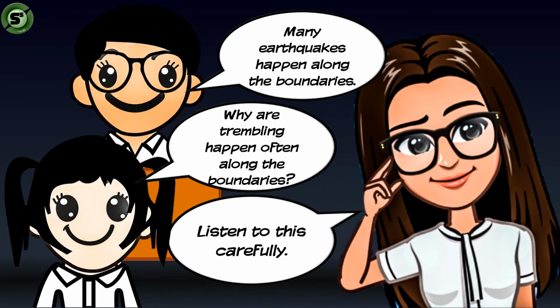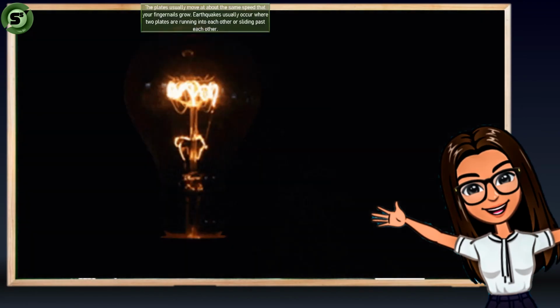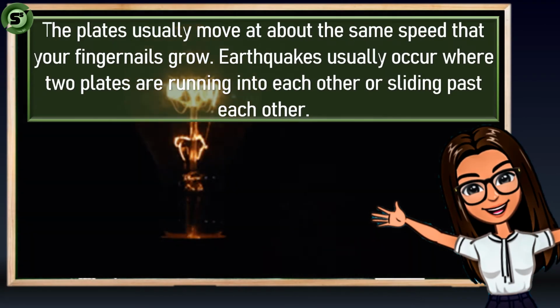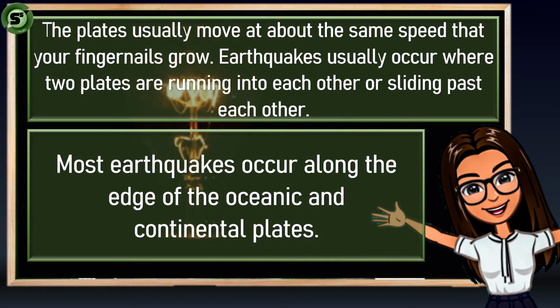Exactly. Tremblings usually happen along the boundaries. To know the causes of this shaking, let's continue our lesson. The plates usually move at about the same speed that your fingernails grow. Earthquakes usually occur where two plates are running into each other or sliding past each other. For that reason, most earthquakes occur along the edge of the oceanic and continental plates.